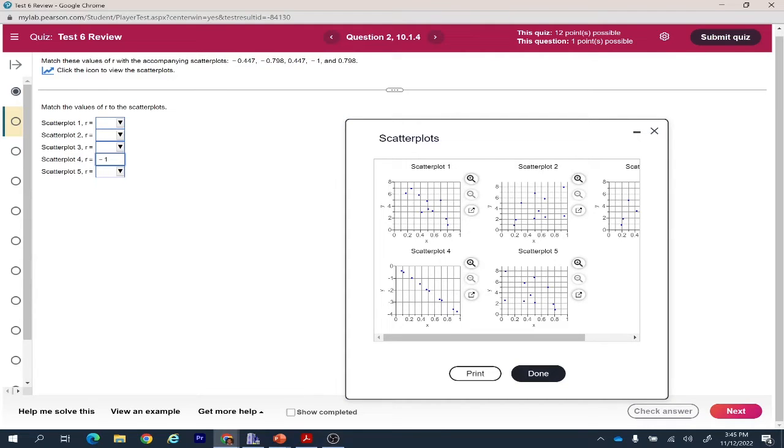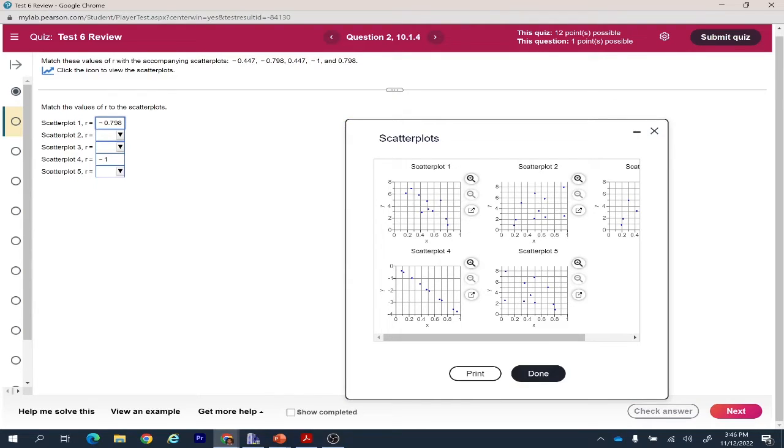So look at the options we have been given: -0.4, -0.7, and -1 is already gone, so there are two options available, -0.4 and -0.7. This one is negative and this one is also negative. By looking at these two, it looks more linear, more close to a straight line. If you draw a straight line here, the data are far from the straight line going down. So the correlation coefficient for number 1 is supposed to be more close to -1, which is -0.7. So this is what I'm going to choose.